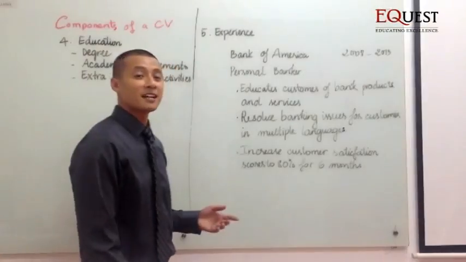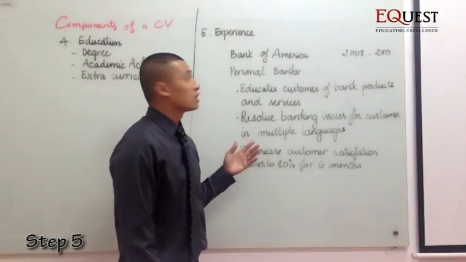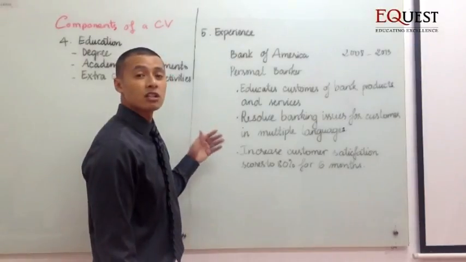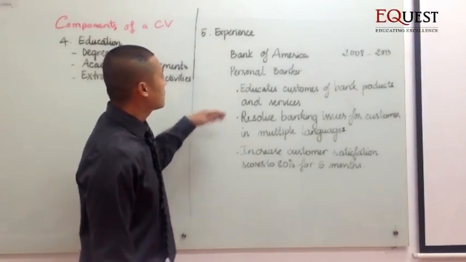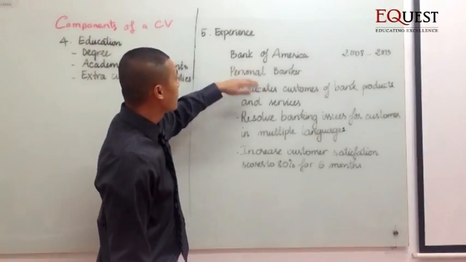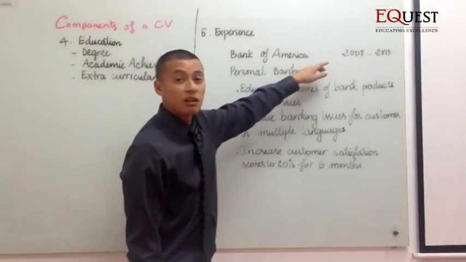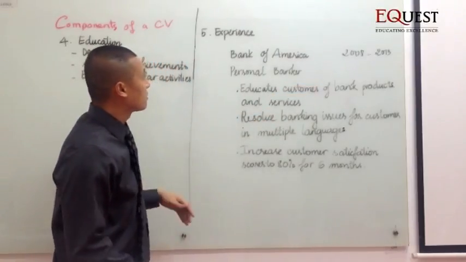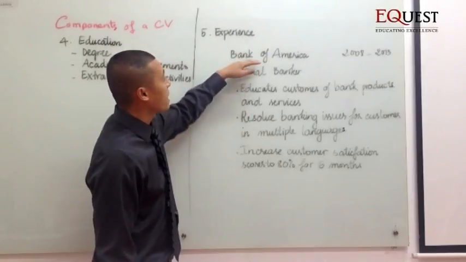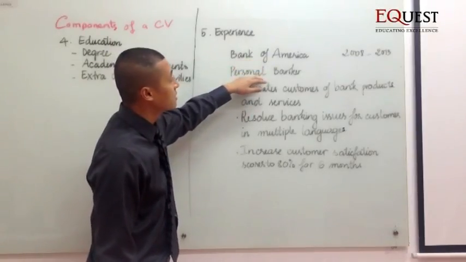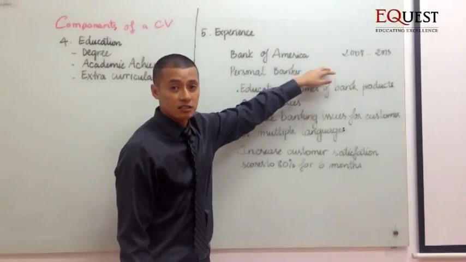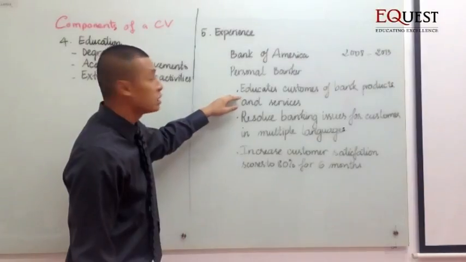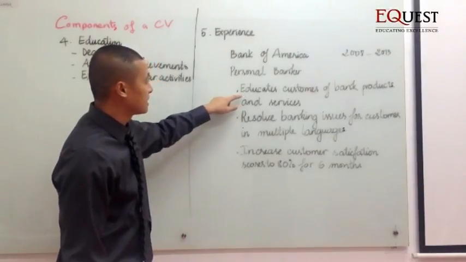Now moving on to step 5, I'm going to talk about experience. This is where you talk about all the jobs you've held and you would list them in reverse chronological order. Now the details that you would include are the company name, the position that you held, how long you held the position, as well as the job description. Now, for this example, this person worked at Bank of America. He was a personal banker, and he worked there from 2008 to 2013.